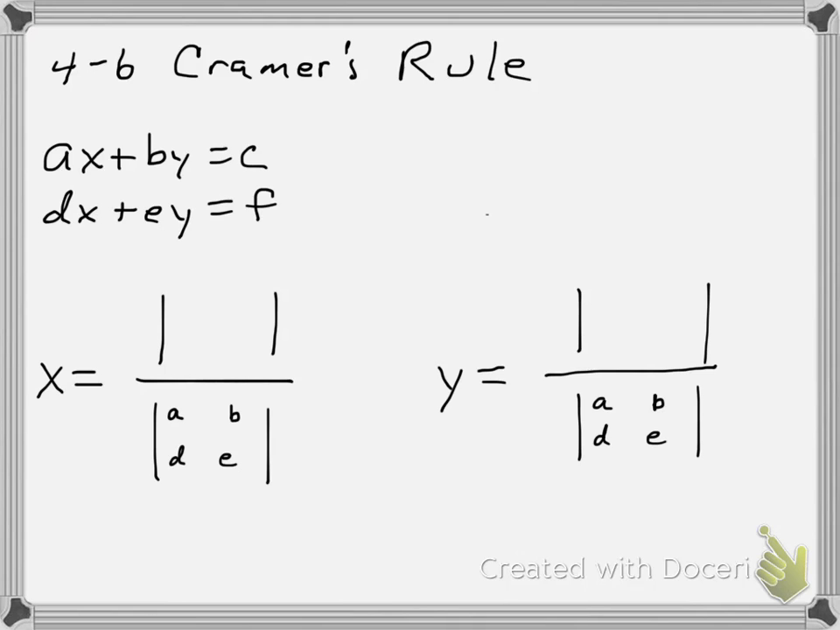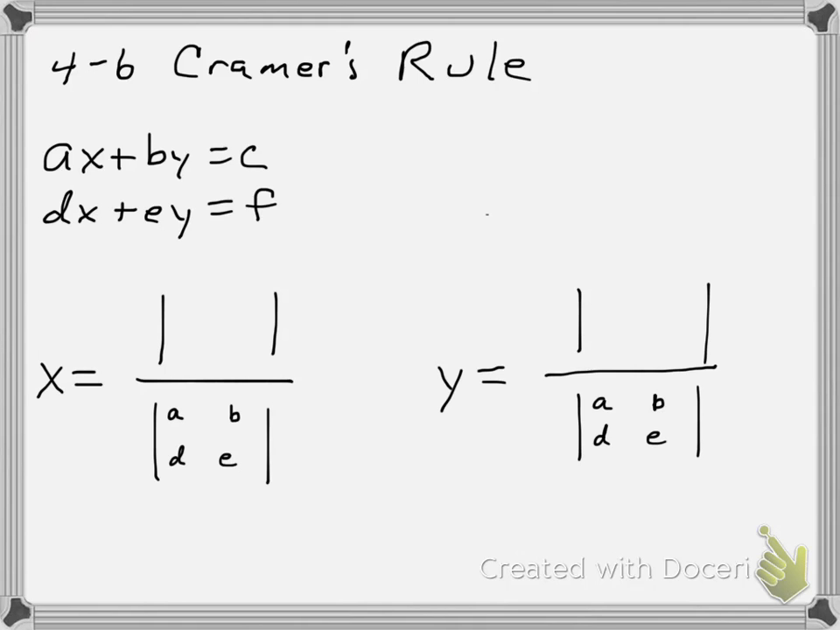For the tops, they have to be different, because if they're not, you're going to get the same thing for x and y every time, and as you know, x and y are not always the same thing. So what we have to do is get C and F involved in this. And here's how you do it. For x and y, you're going to take the C and the F, and you are going to replace letters in the matrix for whatever you're solving for.